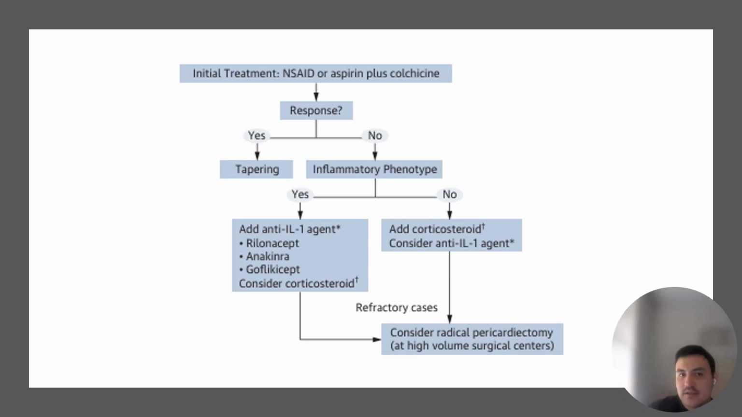So initial treatment, NSAIDs, aspirin plus colchicine. If there is response, we're going to taper over the following weeks. If there is no response, we have to see if this is inflammatory type. How do we recognize inflammatory type? Elevated markers, CRP. If yes, we're going to add an anti-interleukin 1, for example anakinra, rilonacept. If no, we're going to consider steroids. And sometimes we can consider those anti-interleukin 1 in those patients as well. And then if there is refractoriness to those treatments, we may have to consider radical pericardiectomy.